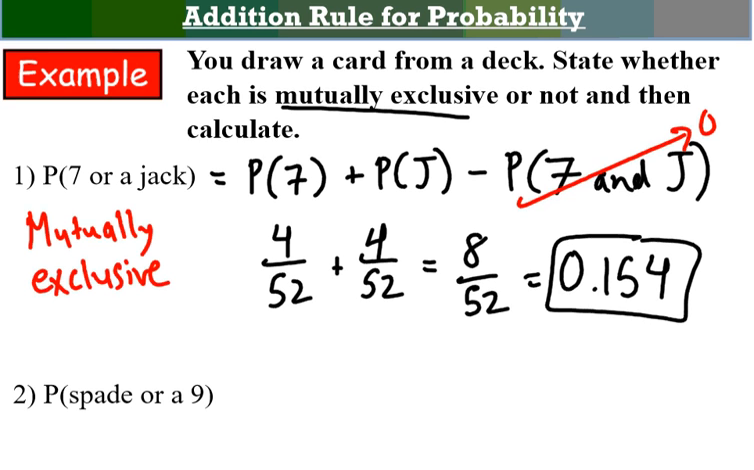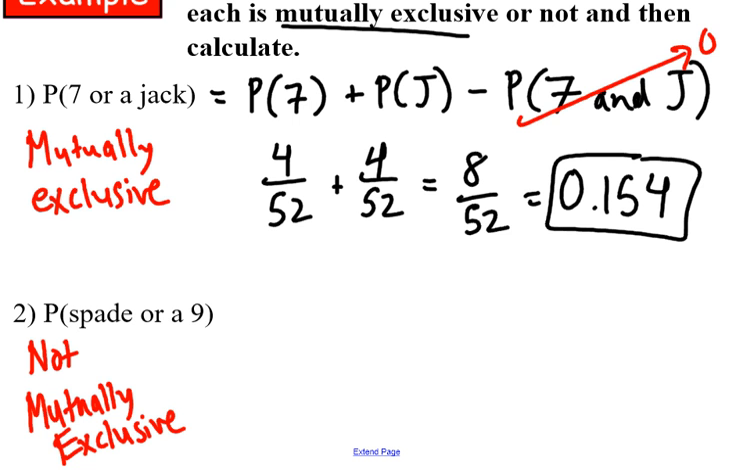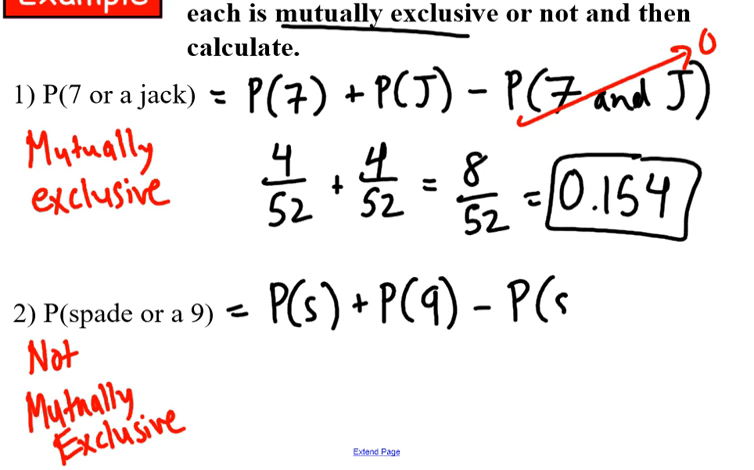Second situation, what's the probability of drawing a single card, and that single card is either a spade or it's a 9, and there is such a thing as the 9 of spades, so these events are not mutually exclusive. Because they're not mutually exclusive, you're going to have to subtract out the intersection, the overlap. So I need the probability of getting a spade plus the probability of getting a 9, and I need to subtract off the probability of getting a spade and a 9.